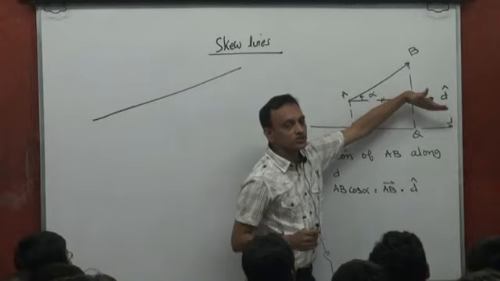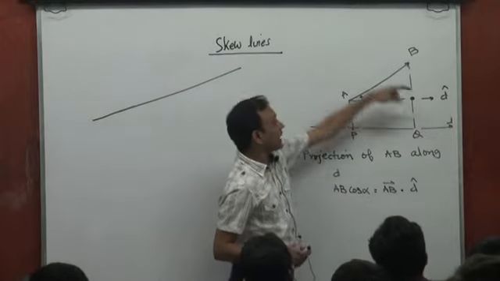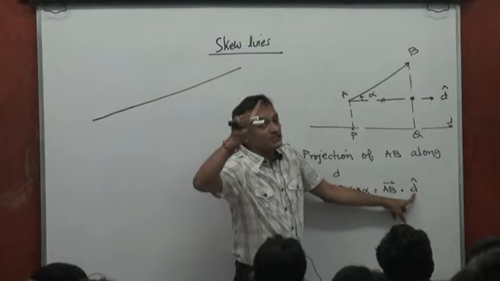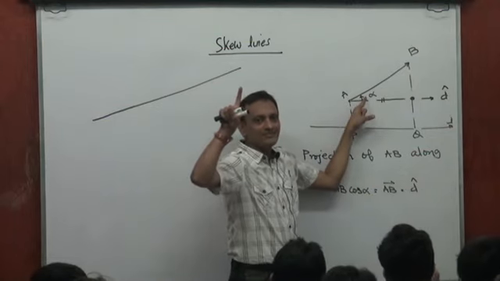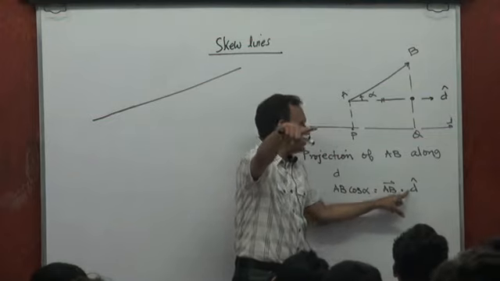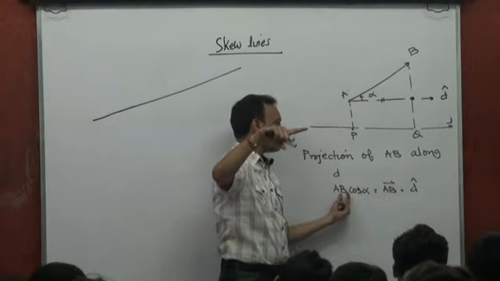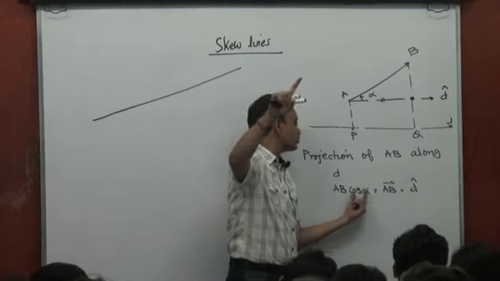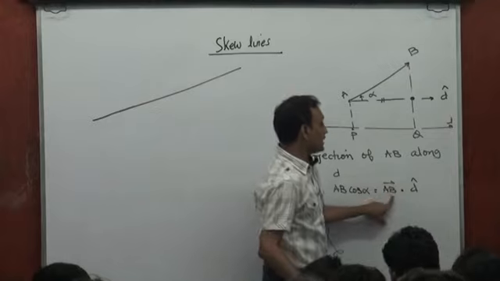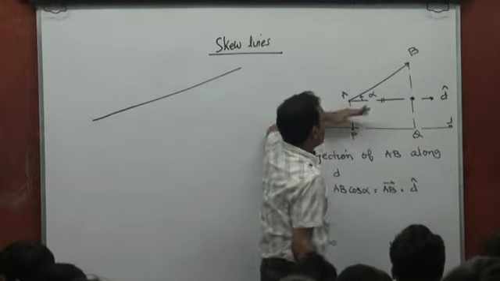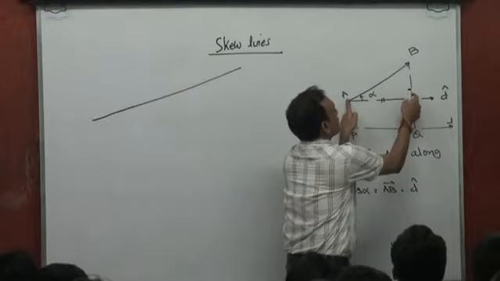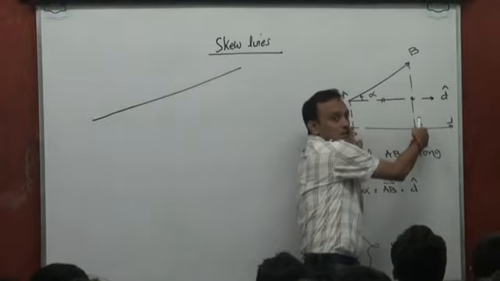A unit vector in this direction, what's AB dot d cap? It will be magnitude of AB into magnitude of d cap, which is 1, into cos alpha, the cosine of the angle between AB and d cap. So AB dot d cap is the same as PQ. This length, which is AB cos alpha, is the same as PQ.